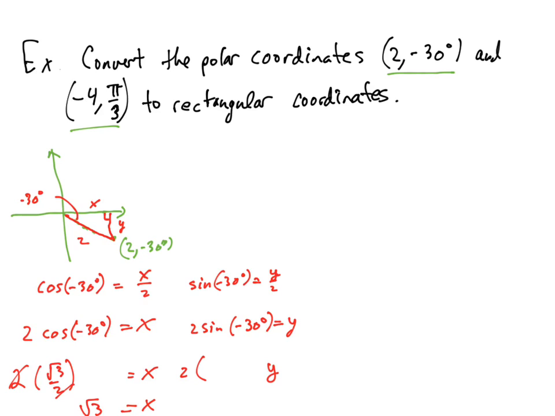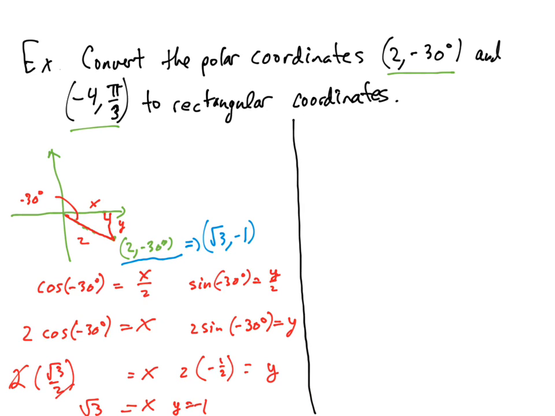We get 2 times sine at negative 30 is negative 1/2. So the 2's cancel, we get a y value of negative 1. So these coordinates from polar, once we convert this into rectangular coordinates, we're going to have root 3 comma negative 1. And let's take the second one.